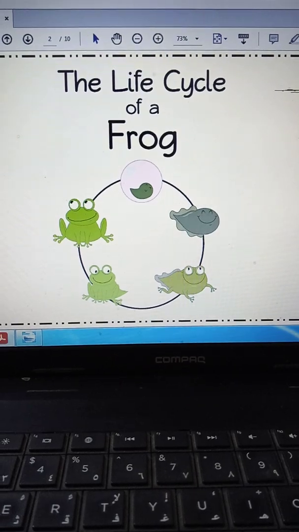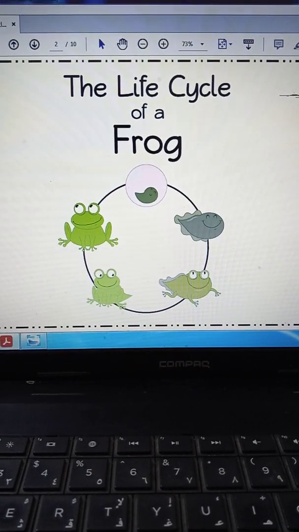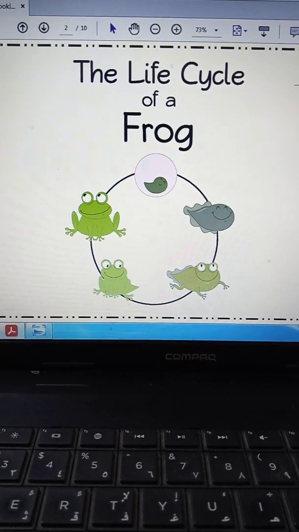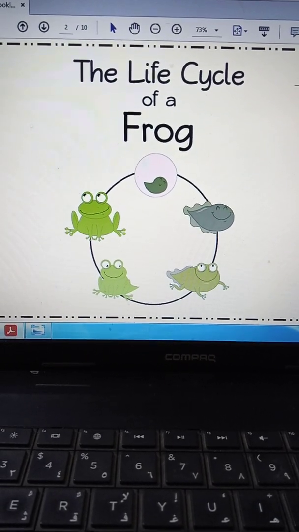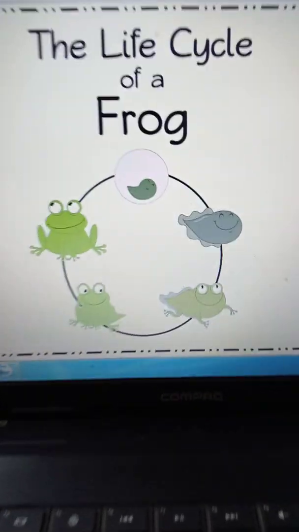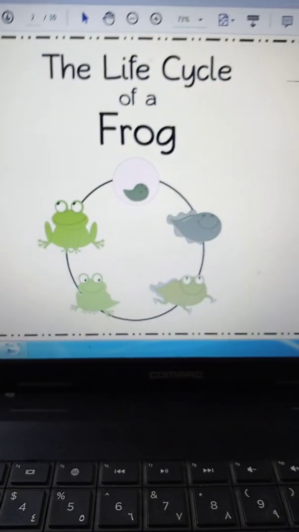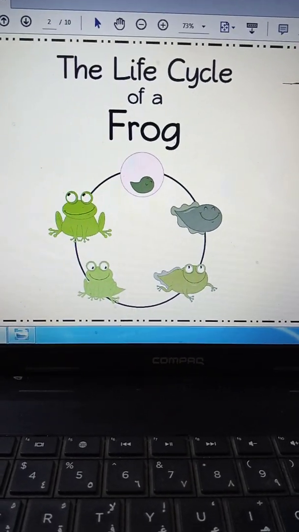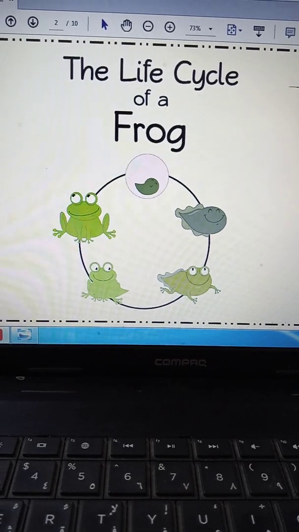Last week we had the life cycle of a butterfly. Remember when we had the life cycle of a butterfly? But this week we're gonna have something else. The life cycle of a frog. Okay? Now, let's see how the journey of the frog starts.